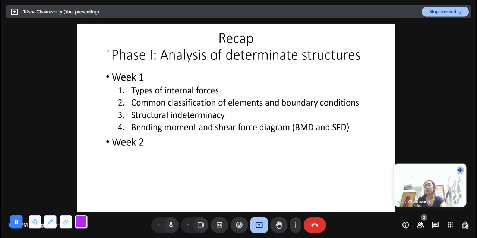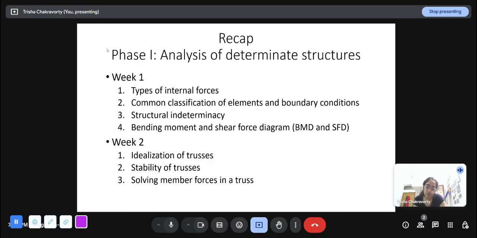Then week two, we moved on to trusses in specific. So idealization of trusses, because trusses are real world structures and they can be idealized in a 2D plane. We saw how to idealize a real truss, but in questions you will be given the idealized truss. You won't be asked to idealize it, but it's just a concept. And stability of trusses, which is not entirely to do with determinacy. There are also some additional criteria that have to be satisfied by a truss for it to be stable. And solving the member forces in a truss.